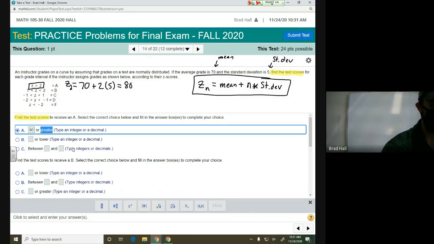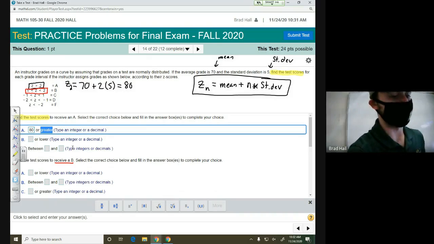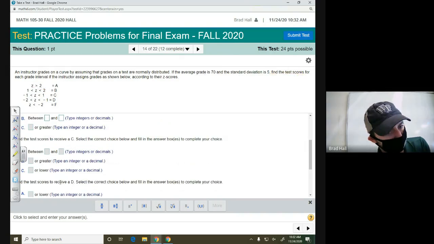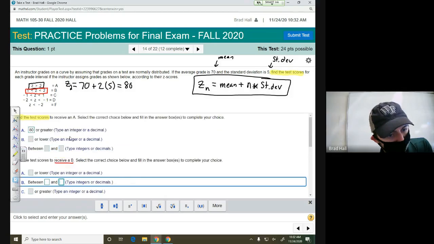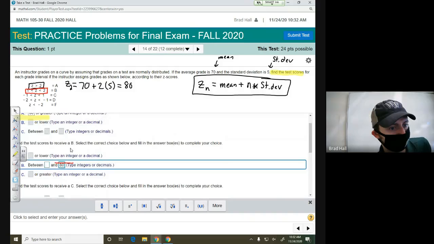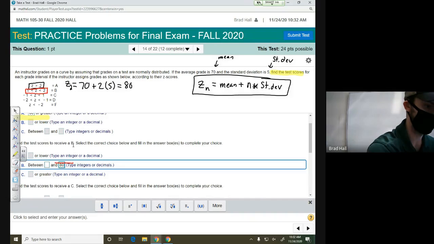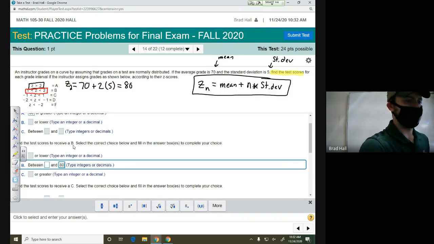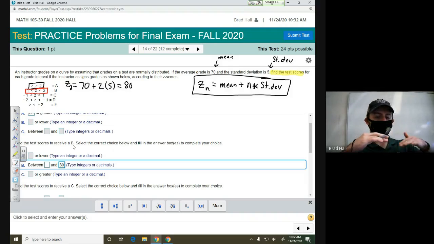So the next one: find the test score to receive a B. We do the same idea. Now we already know one of the answers. The highest grade to get a B has to be the lowest grade to get an A. So we already know the upper bound of the B grade. It's 80, because it's between whatever the lower grade is and 80, and as soon as you exceed 80, you're in the A range. So we know the upper bound.